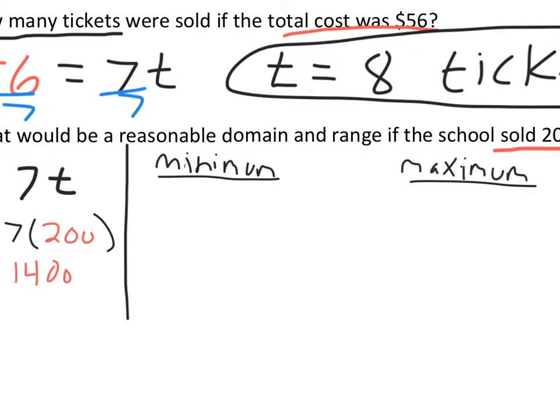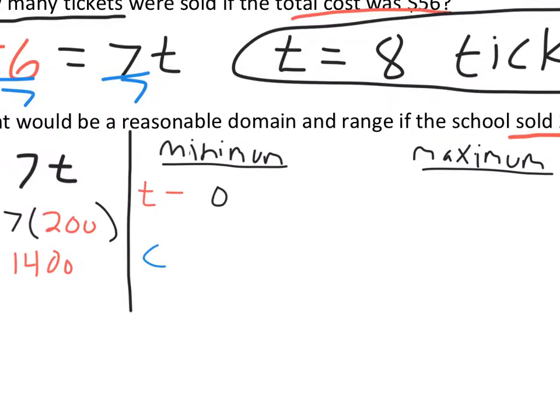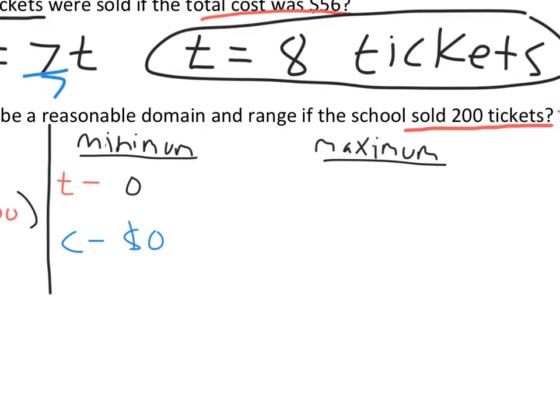So the minimum amount for the T is going to be just 0. So 0 tickets. If no one comes to the play, then they sold 0 tickets. And then the cost, or the C or the Y, the minimum amount would also be $0, because if they don't sell any tickets, they don't make any money. And then the maximum for the T. The question gave us the maximum for T. That is the 200 tickets in the question. So that is the maximum amount of tickets that they sold. And then the total cost for those tickets, we found that over to the left, that is $1,400.